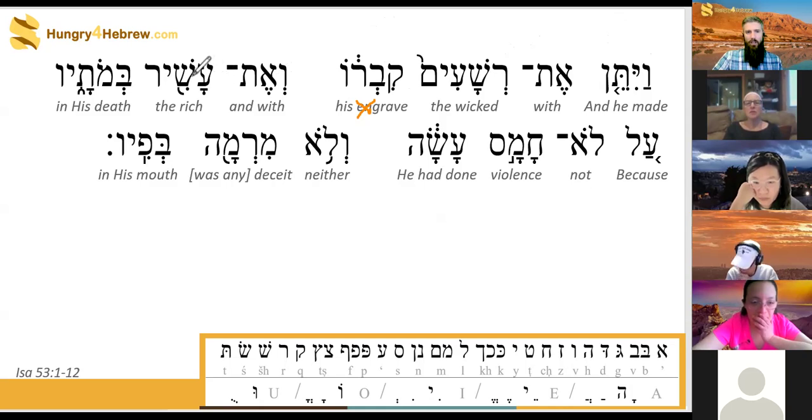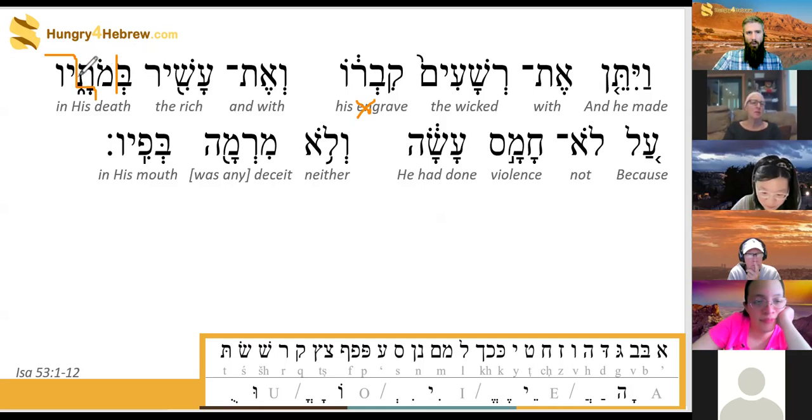The et ashir. Wait. That isn't just the direct object, is it? It could also be, no, with. It's with. So he put or made his grave with the wicked. That makes a lot more sense. There we go. And that's better. The et ashir, and with the rich, b'motav, in his moat.